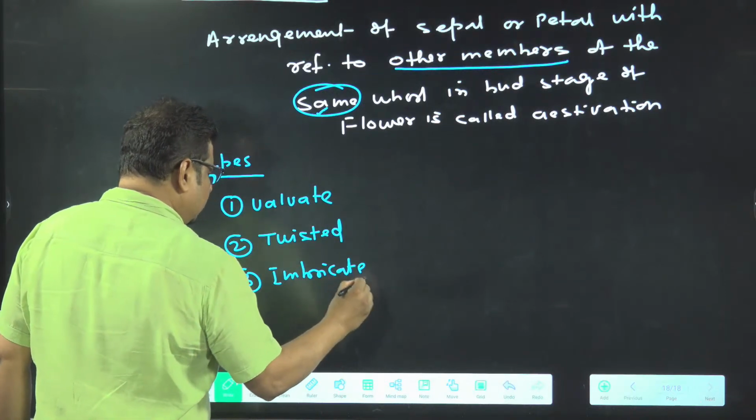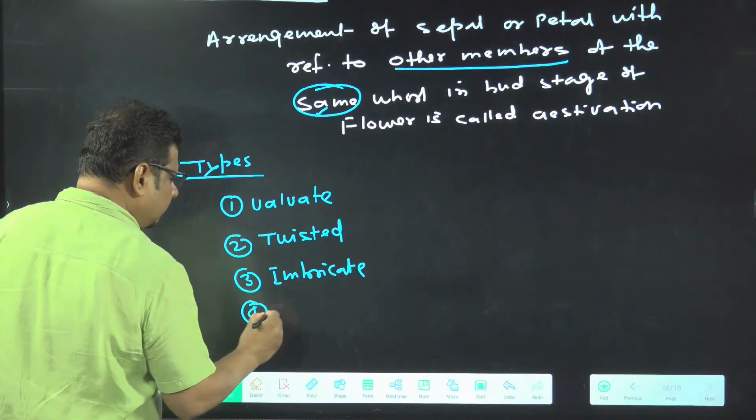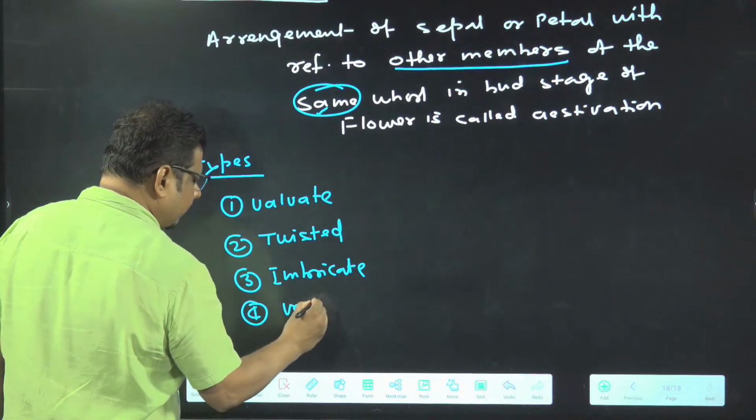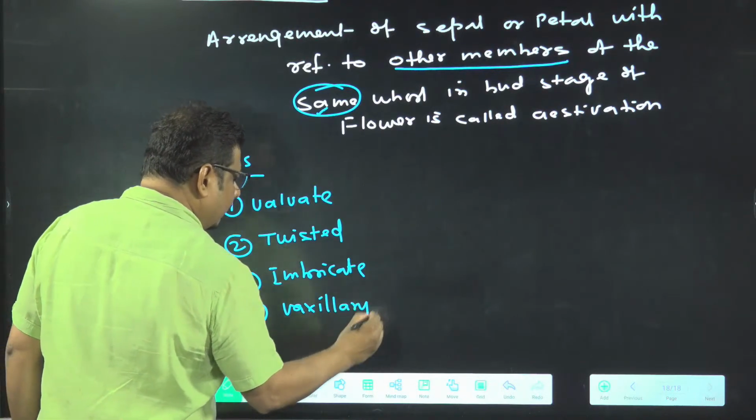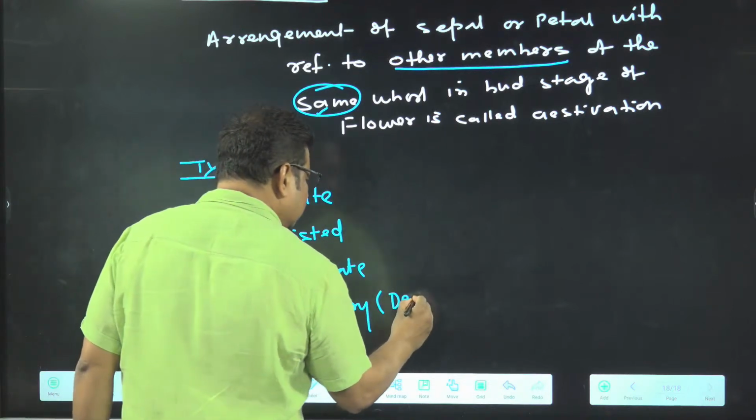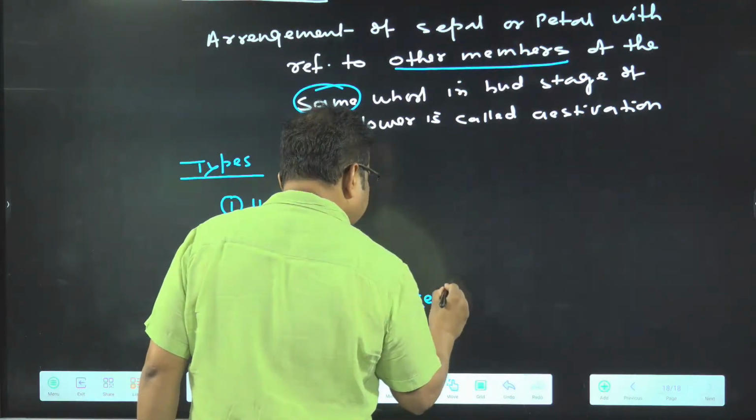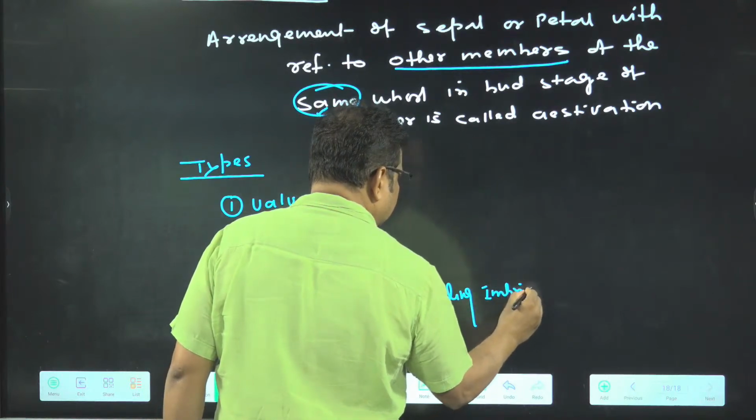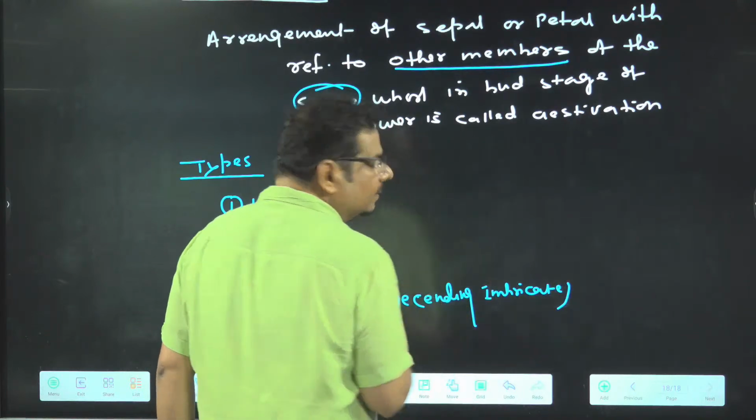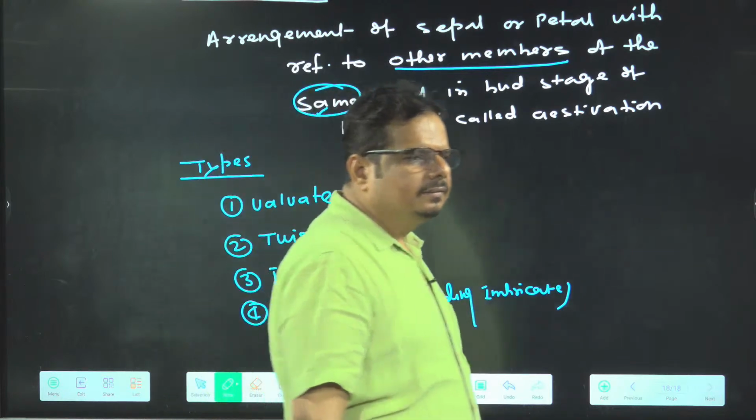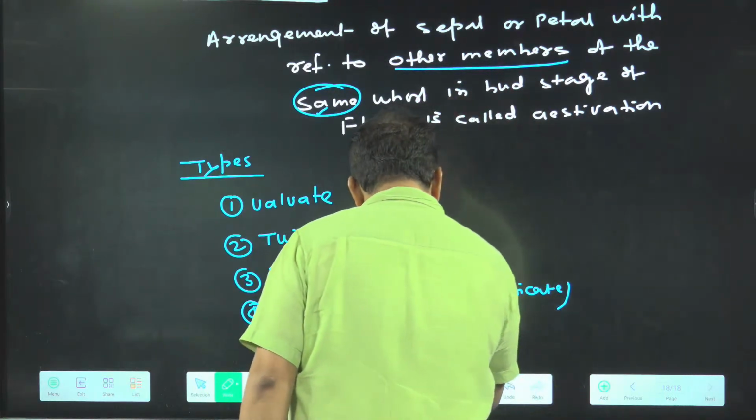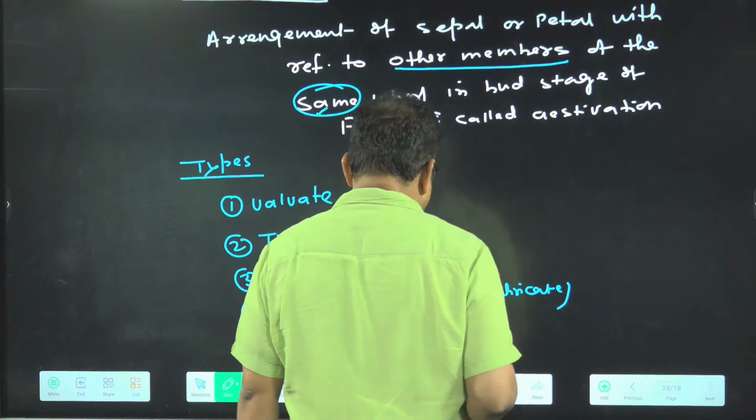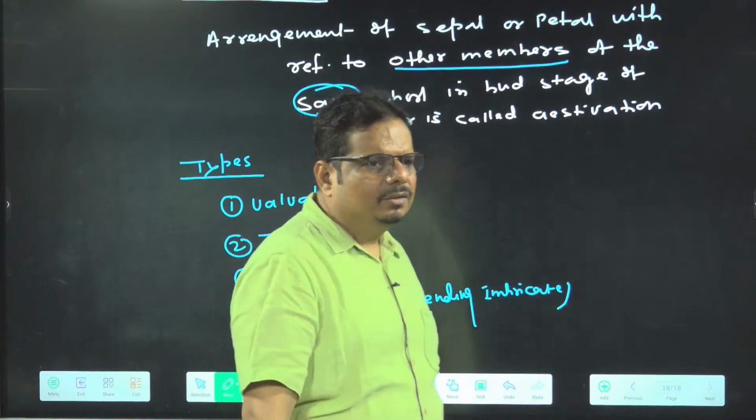Imbricate. Another it is mentioned, which one? Axillary. Axillary is also called descending imbricate. Got the idea? Descending imbricate. Got the idea?